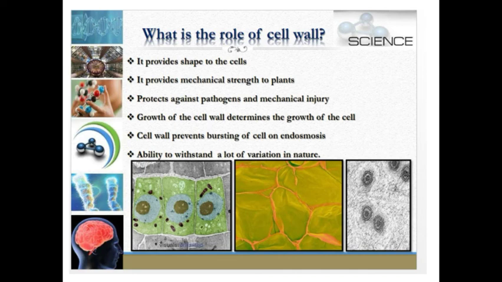So what is the role of a cell wall? There are a few things to understand about the cell wall. The first thing is it provides shape to the cell. The second thing is it provides mechanical strength to the plant. The third one is it protects against pathogens and mechanical injury. The fourth one is growth of the cell wall determines the growth of the cell. The fifth one is the cell wall prevents the bursting of the cell on endoosmosis.